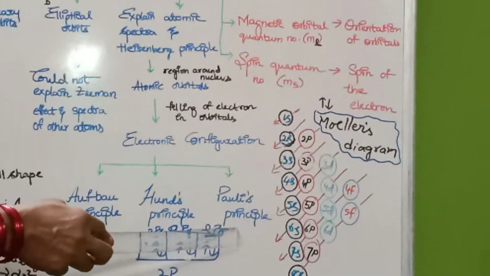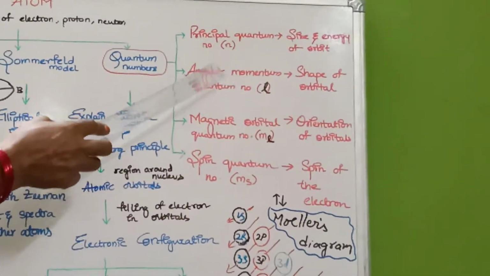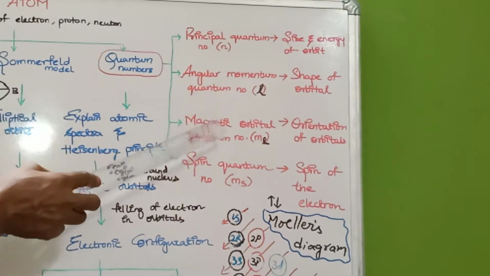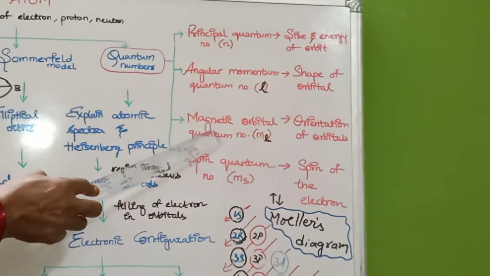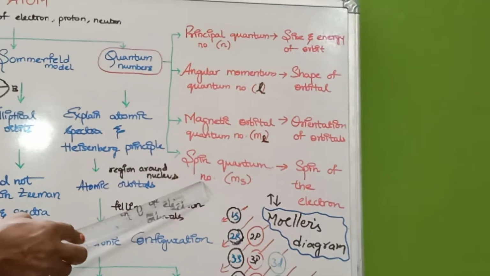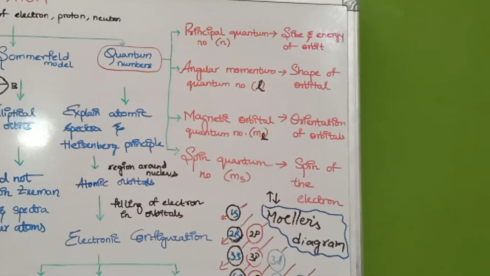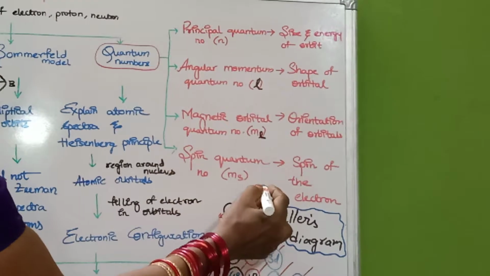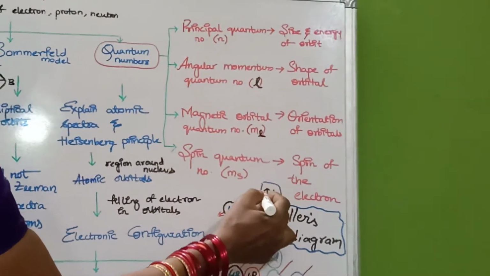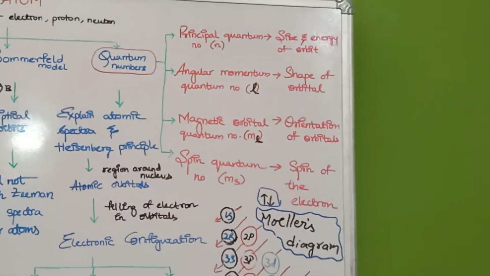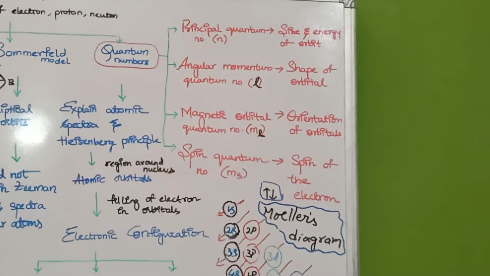Next one is Pauli's exclusion principle, which states that no two electrons will have all four quantum numbers the same. Even if they have the same principal quantum number, azimuthal quantum number or angular momentum quantum number, and magnetic quantum number, at least they will differ in their spin quantum number. If you observe here, one electron has clockwise spin, the other one has anti-clockwise spin. So in that way the filling of electrons takes place.